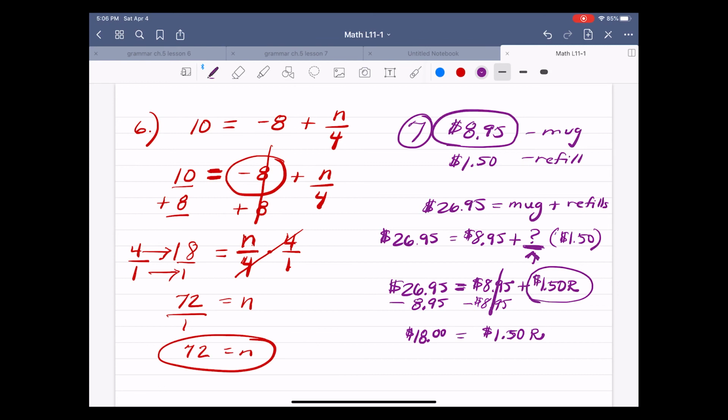Now we still need to solve for R. We're going to figure out how many refills she got. $1.50 is being multiplied by R. So now you're going to divide by $1.50. If you divide the right by $1.50, you have to divide the left by $1.50. $1.50 divided by $1.50 is 1. 1 times R is R. $18 divided by $1.50 is 12. How many refills did she have that month? 12 refills.